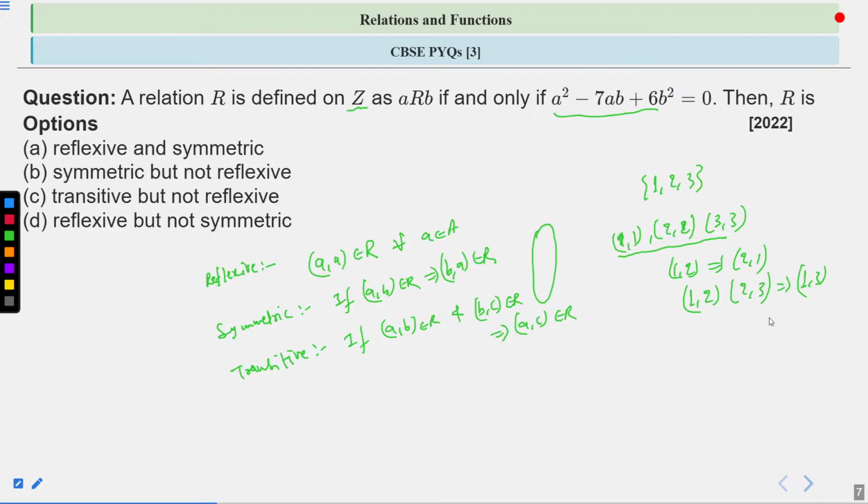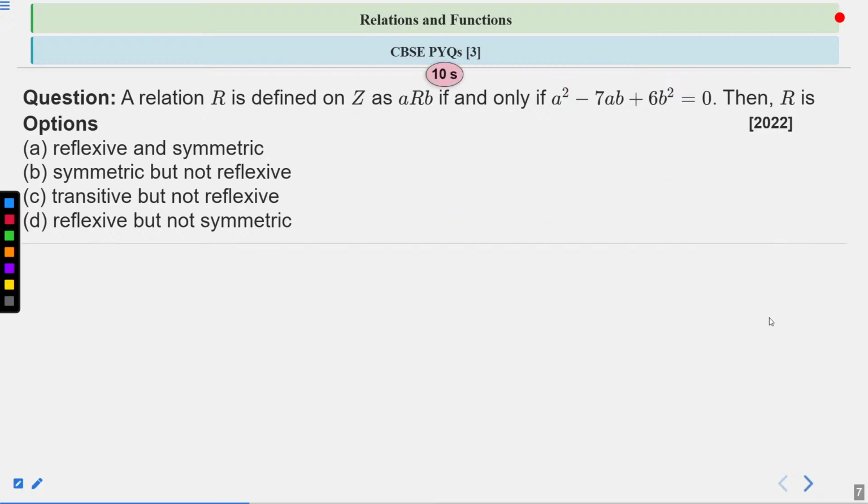Right. So we have defined a relation on integers Z if and only if A square minus 7AB plus 6B square is equal to 0. Then which condition will be satisfied by R? Clear? So you have 10 seconds to solve or think about this question. After that, we will discuss the solution part.